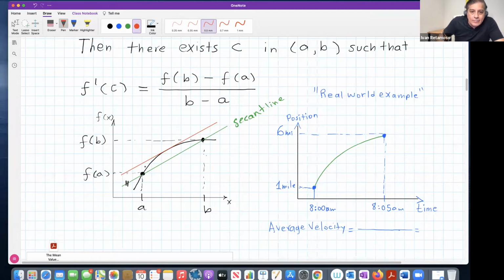So somewhere between A and B, there will be a real number C, which is more or less here now. C, let's put it in red, such that when you go up here, the derivative of the function evaluated at C, which is the slope of this tangent line, will be equal to the slope of the secant line.